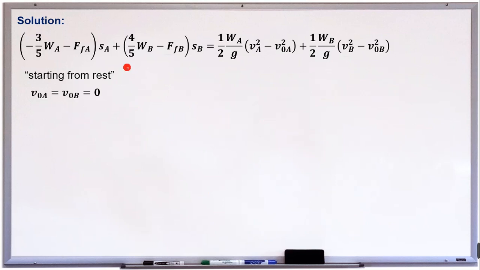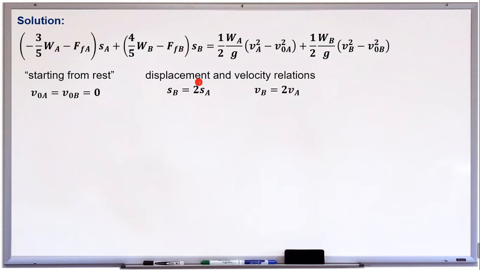Next, we will consider some assumptions. So in the problem statement, we have there a phrase starting from rest. This means that the initial velocity for both blocks is equal to 0. Now we are going to substitute this in our equation, as well as the displacement and the velocity relations. So the displacement of B is twice that of A, and same goes with the velocity. So the final velocity of B is twice that of the final velocity of A. So we are going to implement these three conditions.